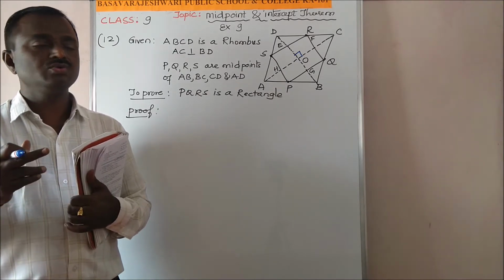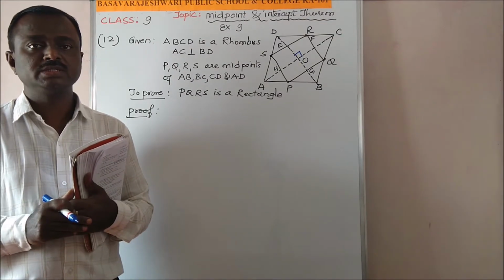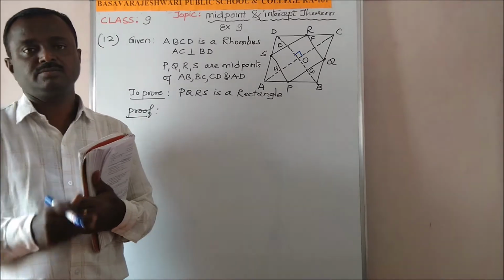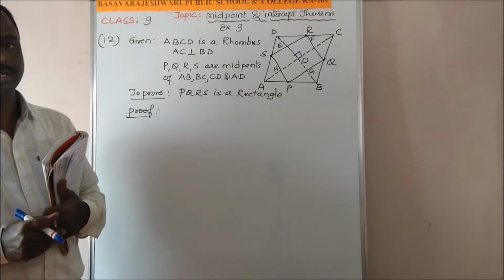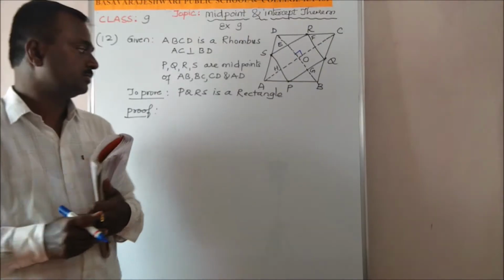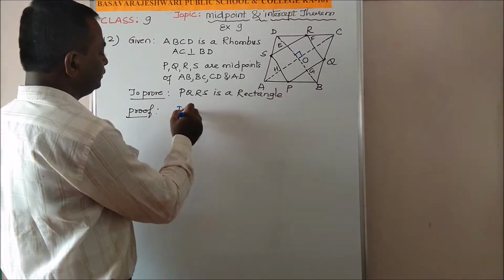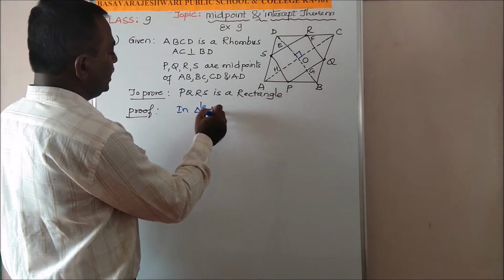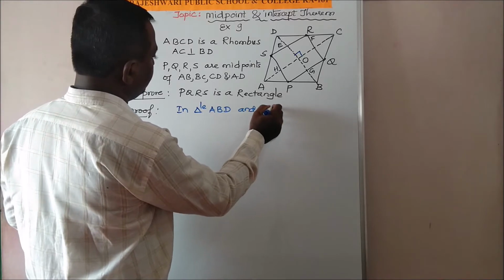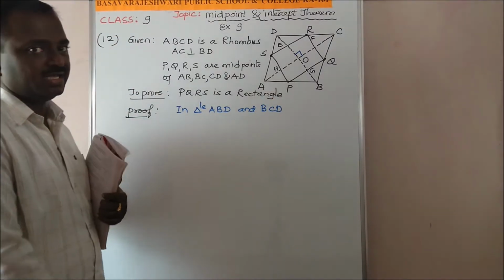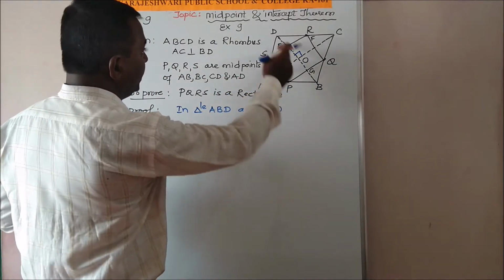If you join PQ, QR, RS and SP, you have to prove that PQRS is a rectangle. So join AC, join BD. They are diagonals of the rhombus. So first we will consider the triangles ABD and BCD.